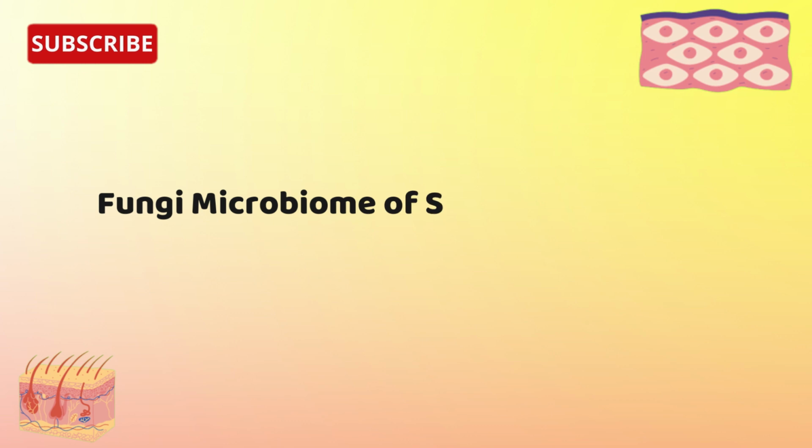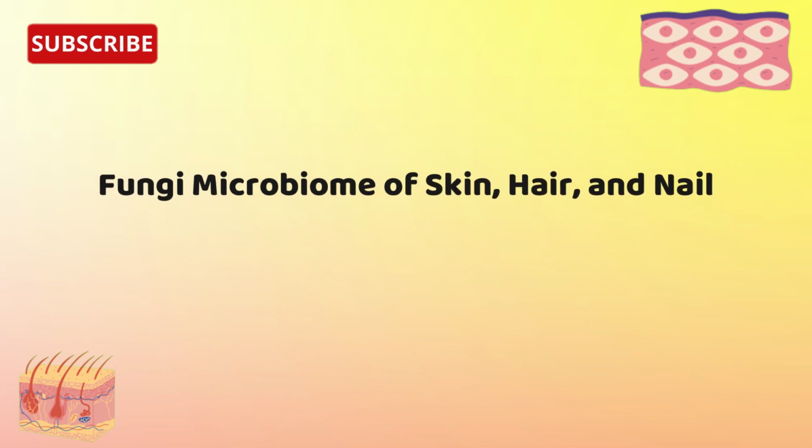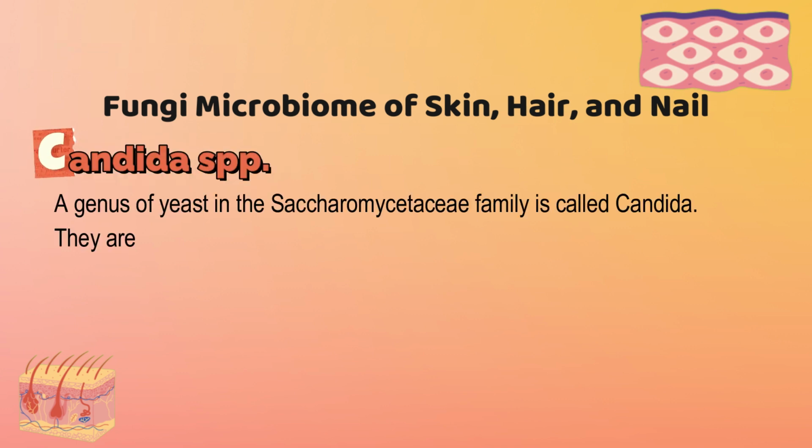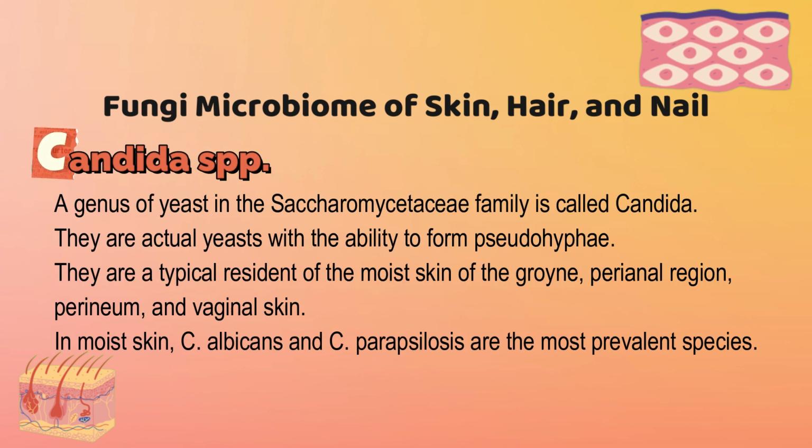Now let's learn about the fungal microbiome of skin, hair, and nail. First, we have Candida species. A genus of yeast in the Saccharomycetaceae family is called Candida. They are true yeast with the ability to form pseudohyphae. They are the typical resident of moist skin of the groin, perianal region, perineum, and vaginal skin. In moist skin, Candida albicans and Candida parapsilosis are the most prevalent species.